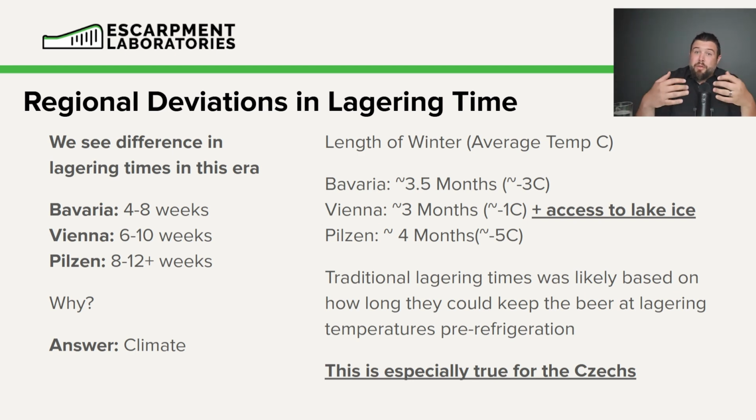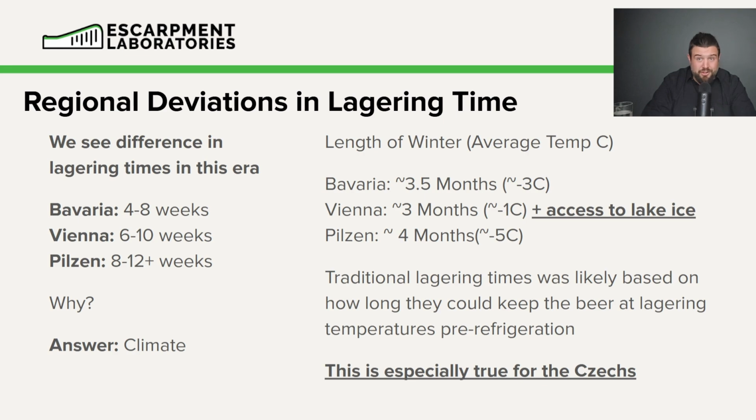In Bavaria, you have roughly 3.5 months of winter. That's around -3 degrees Celsius. In Vienna, you had about 3 months of about -1 degree Celsius, so shorter, but they had easier access to ice, so the lagering period was typically able to be longer. And Pilsen, the coldest of the three, they would have at least 4 months of -5 degrees Celsius with lots of access to lake ice. The lagering time we see with these breweries probably had more to do with the functionality, just how long could they physically keep the beer cold for, than it had to do with the actual product quality.